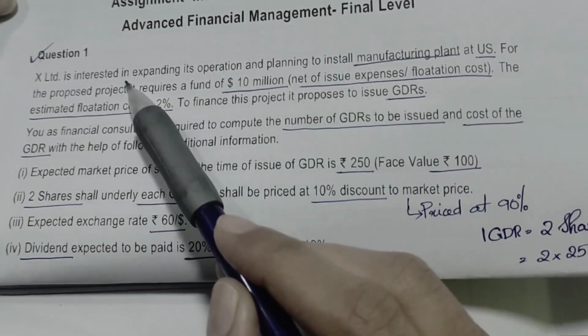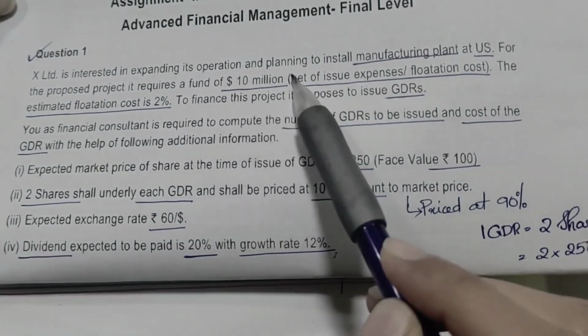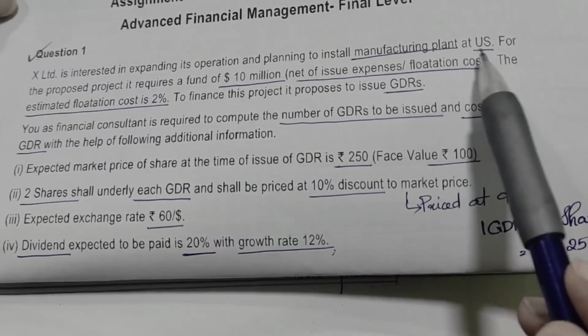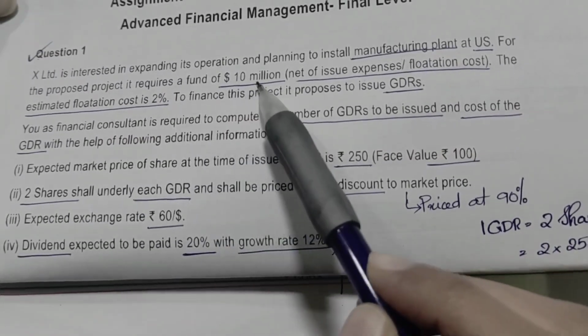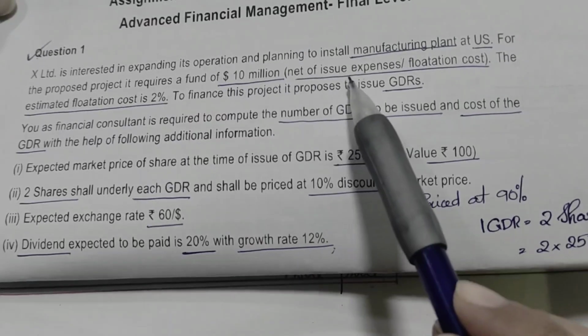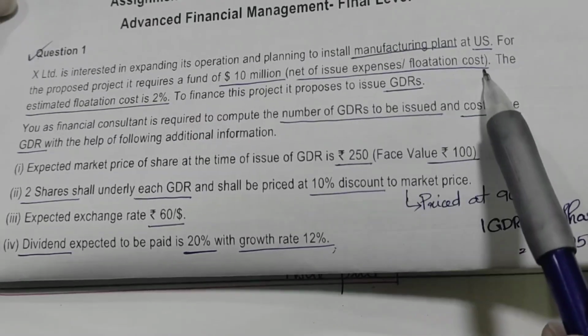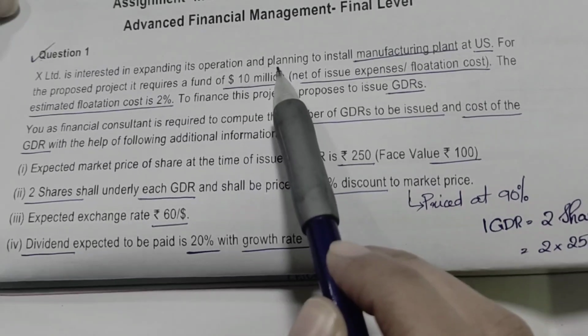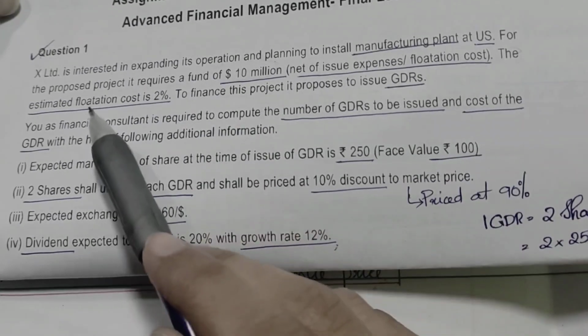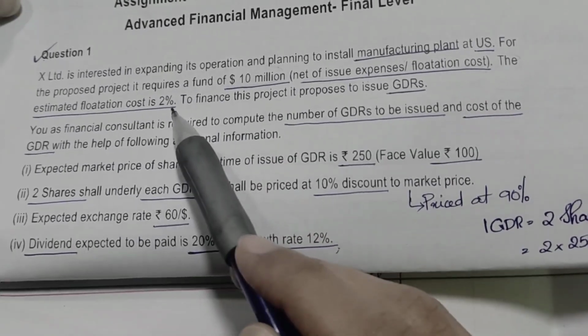X Limited is interested in expanding its operation and planning to install a manufacturing plant in the US. For the proposed project, it requires a fund of 10 million US dollars net of issue expenses or flotation cost. So net of expenses, 10 million is required for that project. Estimated flotation cost is 2%.